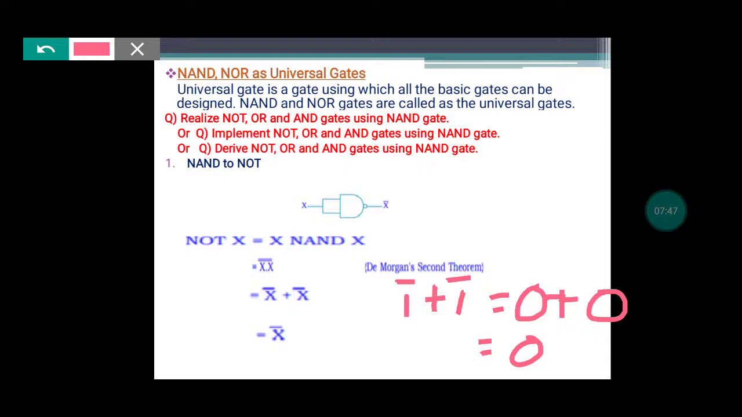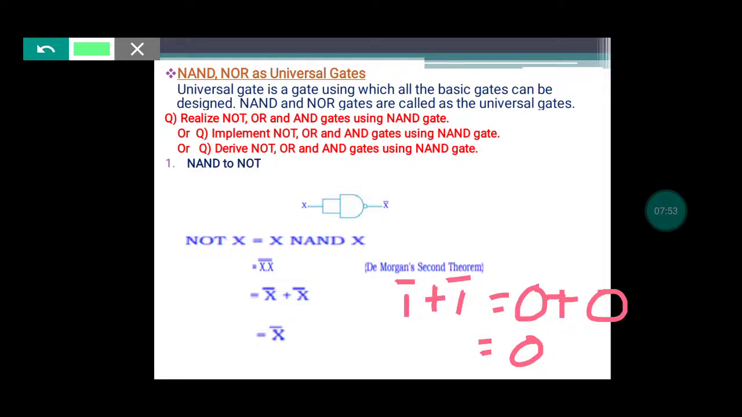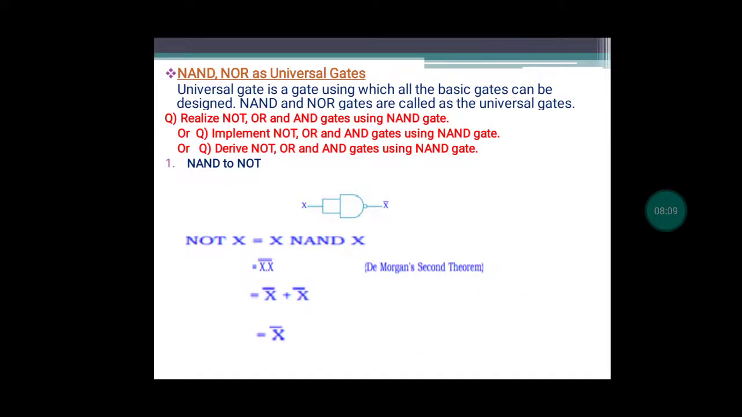So what was the x value I had taken? The x value was 1. But what output am I getting? I am getting output as 0. Yes or no? So 0 is the complement of 1. Yes, we have derived the NOT gate using the NAND gate. So this question can be asked for 1 mark: derive NOT gate using NAND gate. Similarly, they can ask to derive OR gate, AND gate using NAND gates.